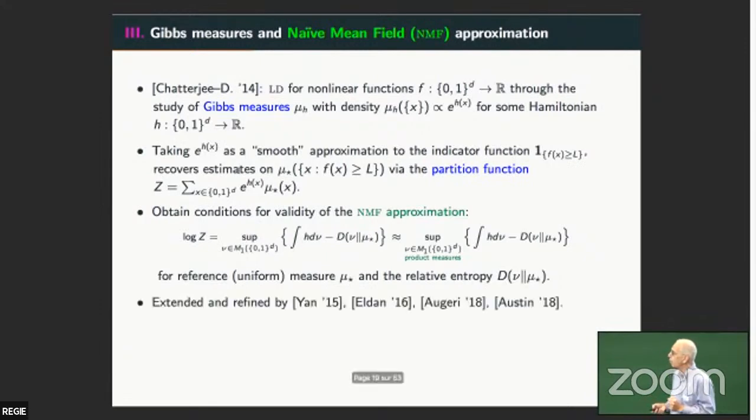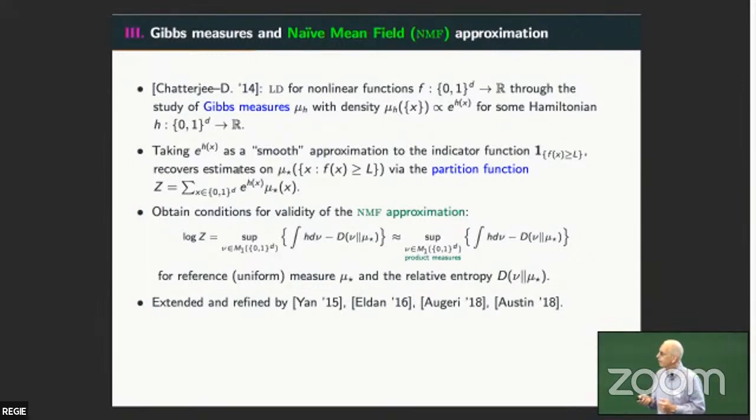Now, this approach has been extended and refined in a series of works. Yan extended it from binary to a general alphabet. Ronen Eldan made much better conditions and a more elegant result by employing stochastic analysis and Gaussian processes in order to write better sufficient conditions. These were improved and sharpened by Augeri, and also Austin used information inequalities to understand better the conditional behavior of the solution, the maximizer of this variational problem.